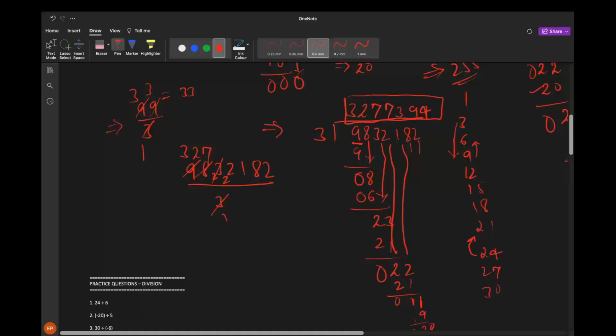So it became 22. Again 3 7s are 21. How much are we left with? 1. 3 3s are 9. How much? 2 left. 3 9s are 27. We are left with 1. 3 4s are 12. So the answer is 3 2 7 7 3 4 9. Like this also we can do the division.